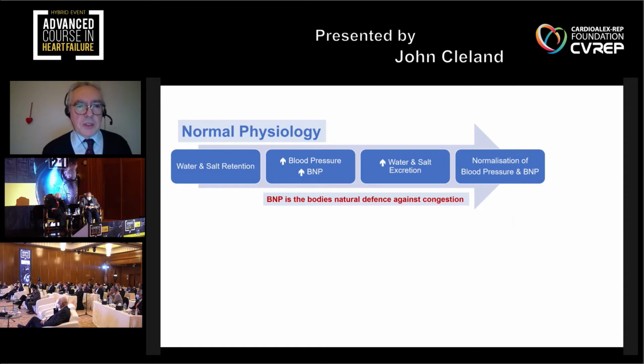Your body responds to this by a rise in natriuretic peptides. So that's a healthy response, to get a rise in natriuretic peptides when you get water and salt retention. And you'll also get a rise in blood pressure. And that rise in blood pressure and the rise in BNP will increase water and salt excretion, and you'll get normalization of blood pressure and BNP. So the BNP is the body's natural defense against congestion.